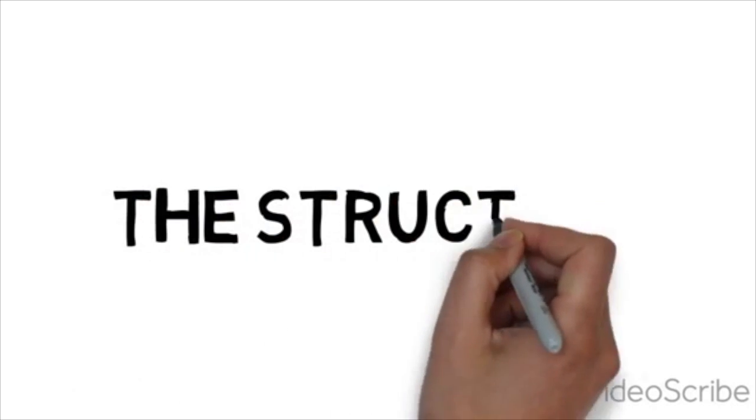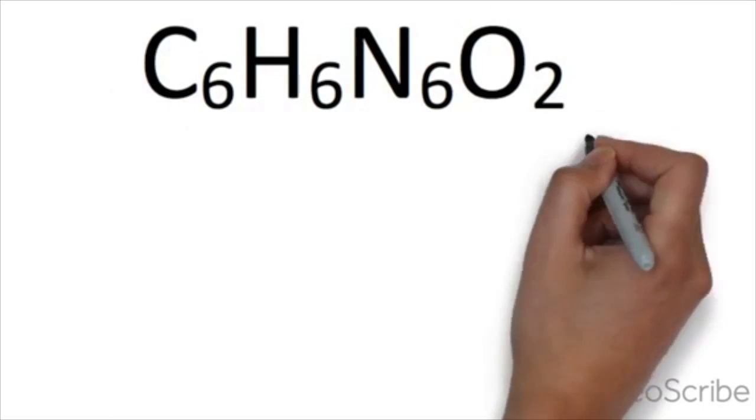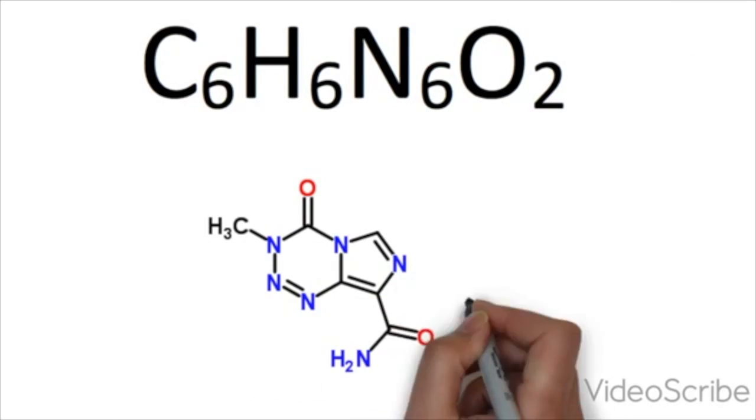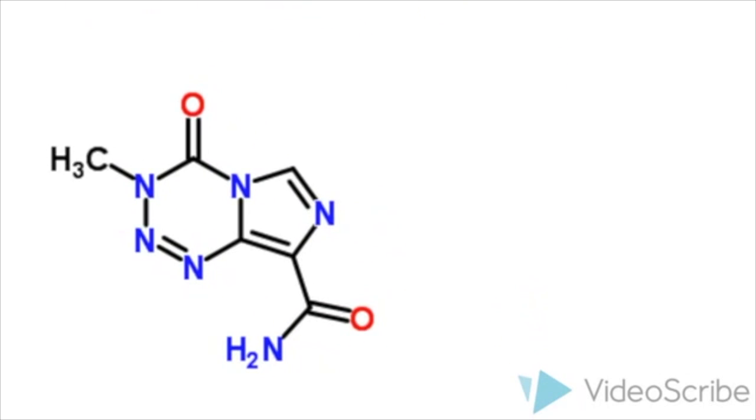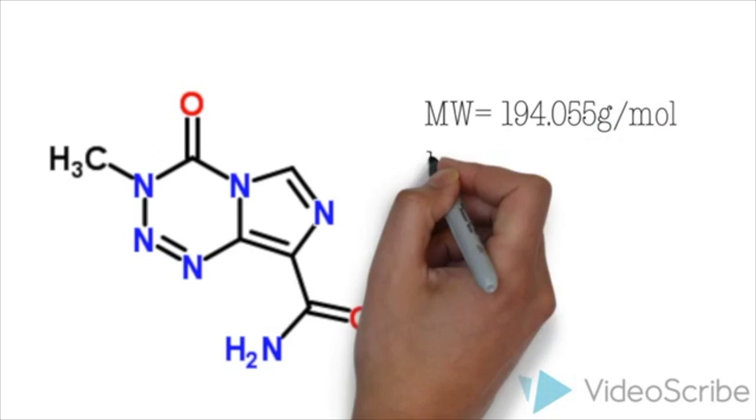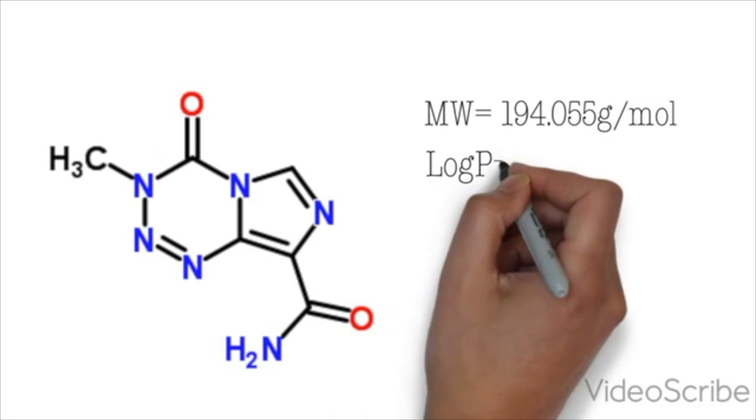Moving on to the structure of temozolomide. It contains 6 carbons, 6 hydrogens, 6 nitrogens, and 2 oxygens. It is a relatively small molecule with a molecular weight of 194.055 grams per mole. It has a log P of -1.1.